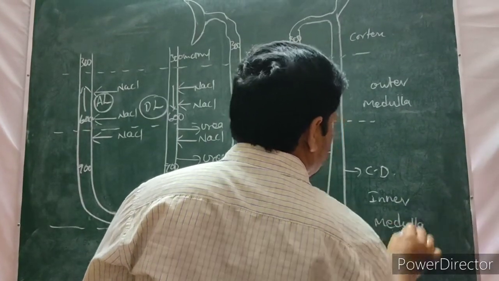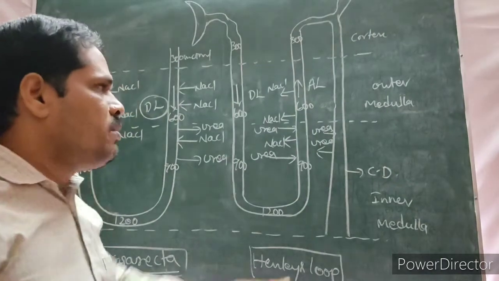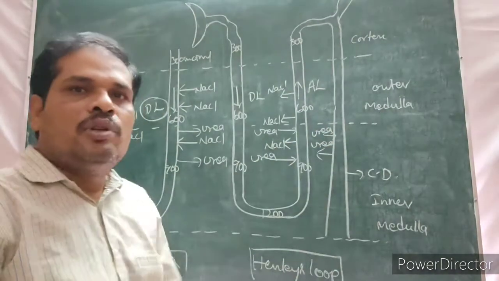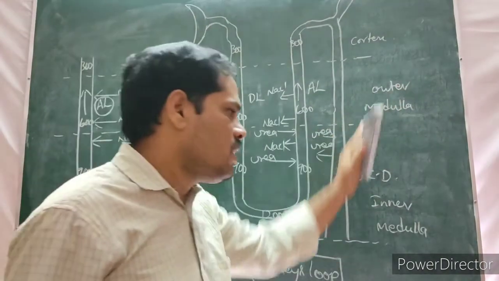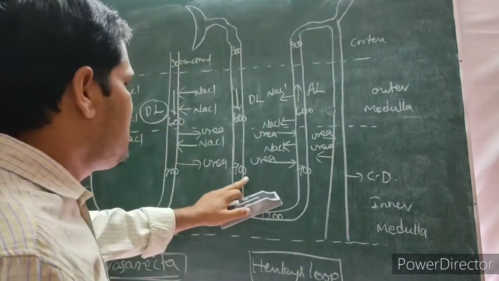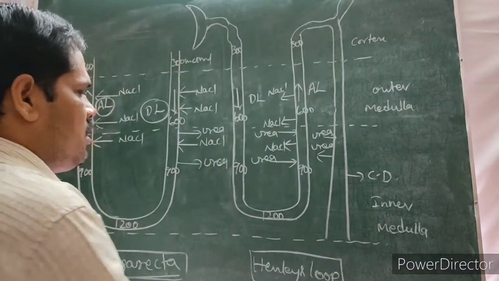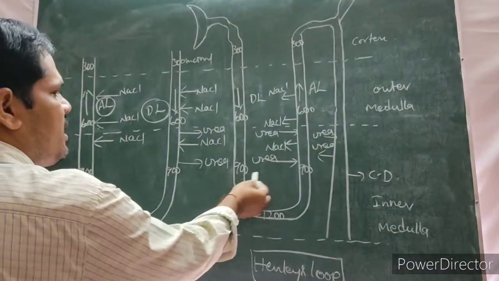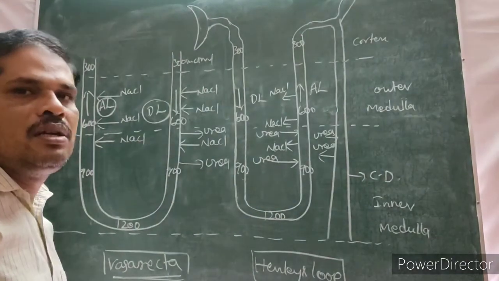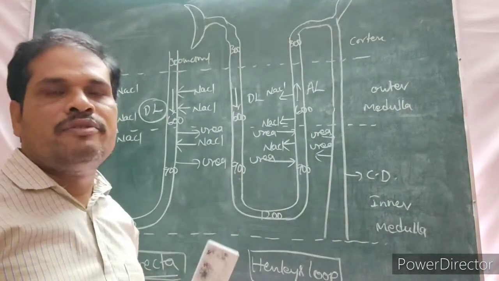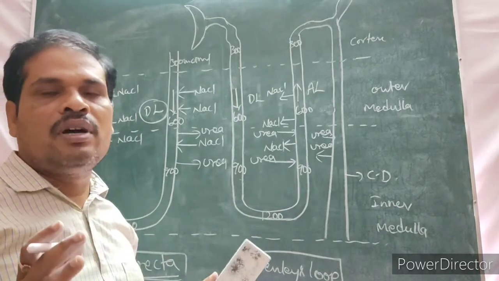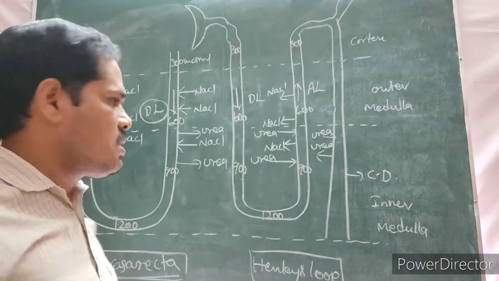What is the cortex? The outer part of the kidney. The medulla is the inner part of the kidney. The medulla is again subdivided into the outer and inner. What do these 1200 and 900 mean? These are all the electrolytes, which are measured with the help of milliosmoles.